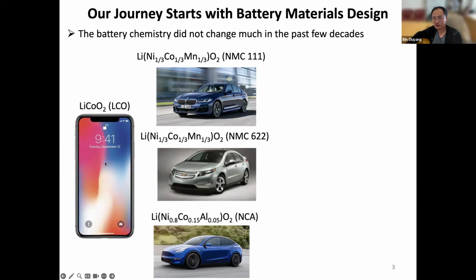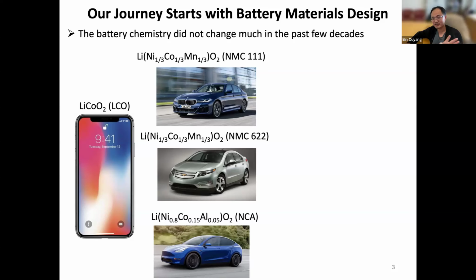If you have a cell phone, pretty much all smartphones use lithium cobalt oxide, while different EVs just have different ratios of nickel, cobalt, and manganese. We call them NMC, which is the first letter of each element. And some of them use aluminum, but only a tiny bit. That's still pretty much nickel and cobalt. This is pretty much all the batteries in the market.